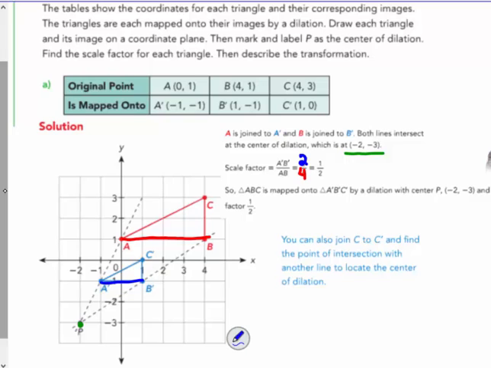You can also join C to C prime if you want to find the point of intersection with another line to locate the center of dilation. But 2 lines, when they cross, that's enough. Yes, I could also draw in C to C prime and show you that, as I'm going through C prime, if I keep extending it, yep, I'm going to go through that center of dilation as well.